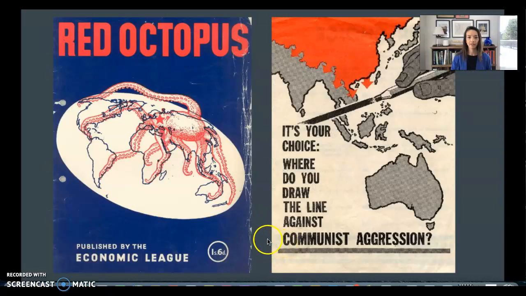All right, so here are some images to reinforce that idea of containment. This reads red octopus. The octopus symbolizes the Soviet Union, you see this star. And this is what we don't want to happen. We, being the United States of America in the 1940s and 1950s, did not want the tentacles of communism to touch other parts of the globe.